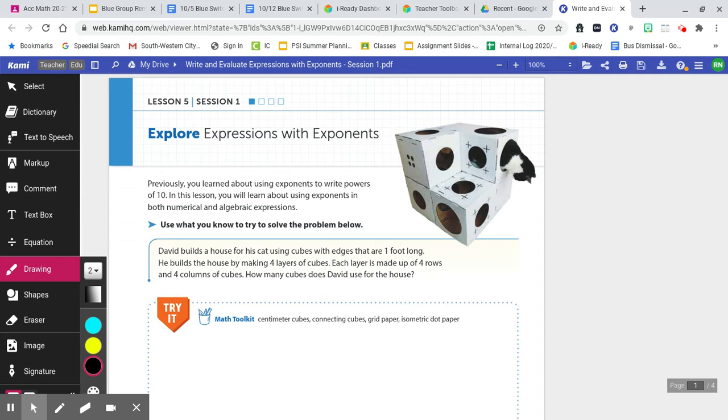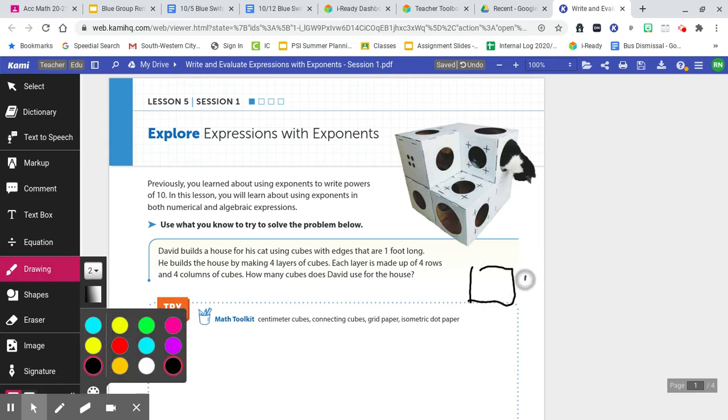Okay, seems like a lot of words there, so let's break it down and see what we know. David builds a house for his cat using cubes with edges that are 1 foot long. So we know we've got cubes. Let me draw on this. And we have cubes that are 1 foot long. So they gave us that. And if they're cubes, they're all the same length. And he builds a house by making 4 layers of cubes, and each layer is made up of 4 rows and 4 columns of cubes. How many cubes does David use for his house?